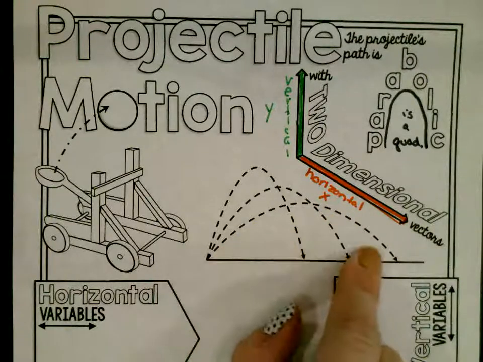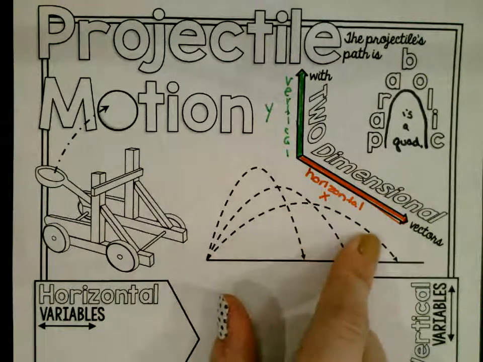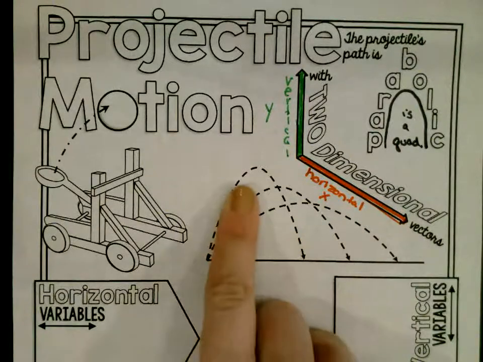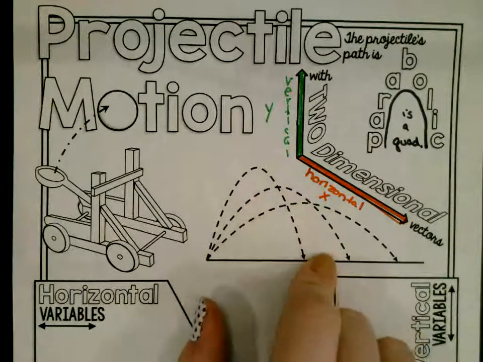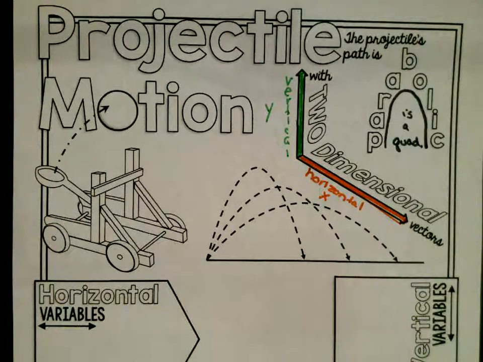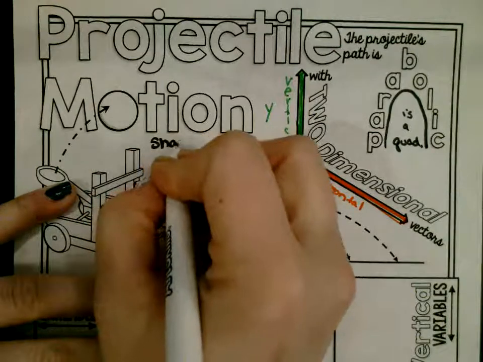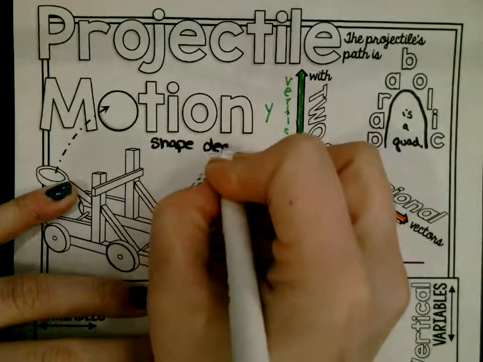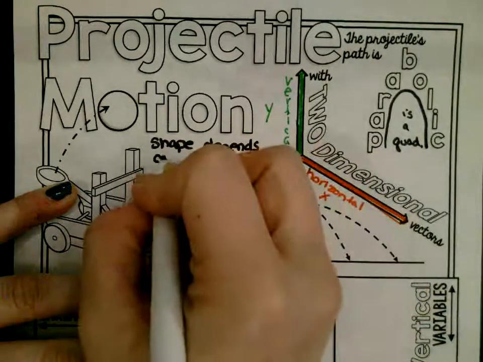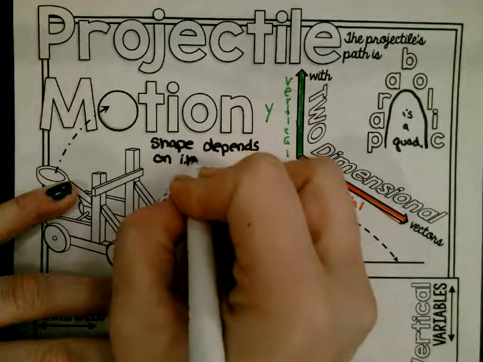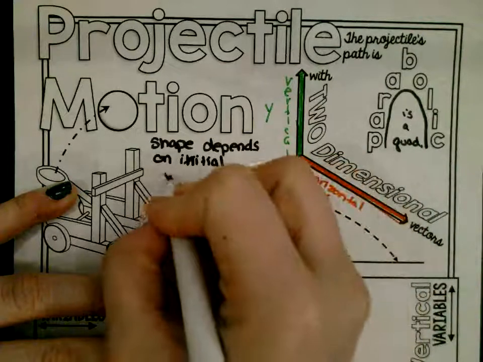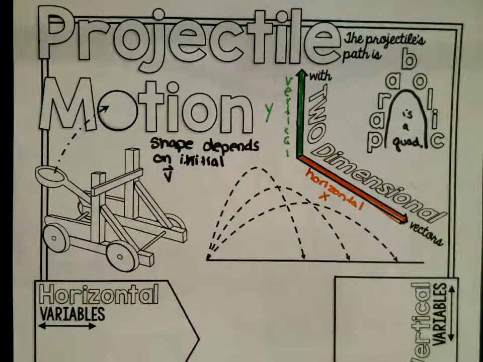So what about the shape of the parabola? Some parabolas are long and skinny. Some parabolas are super, super tall. Some are even on both sides. So how do we know what that shape is going to be? So the shape of a parabola depends on the initial velocity. So the shape depends on the initial, it'd help if I could spell, velocity. So depending on what that initial velocity is, depends on what shape we're going to get.